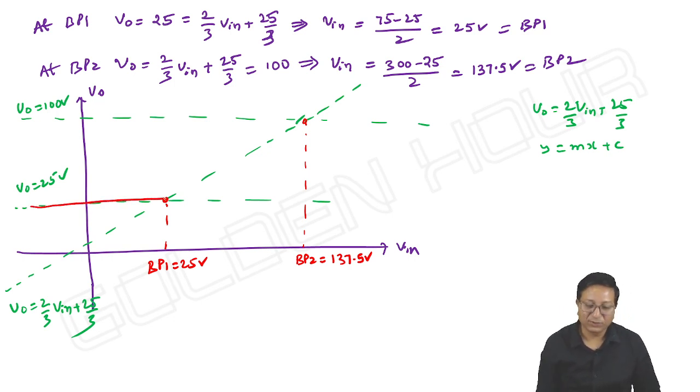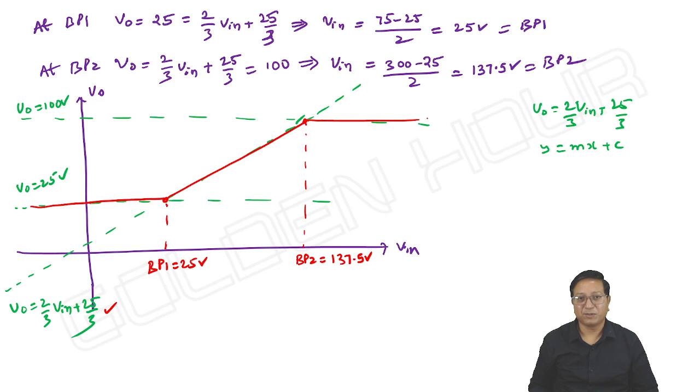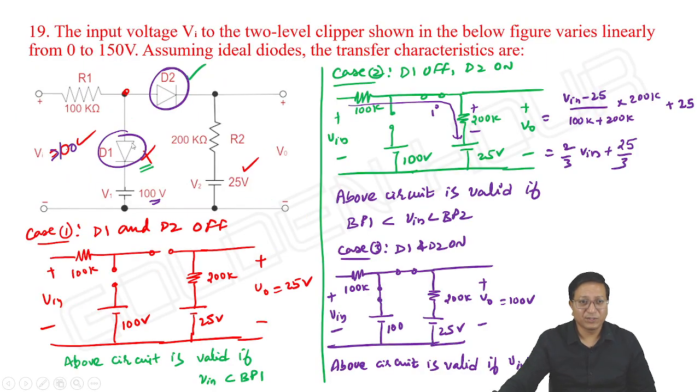Anyway, output is 25 for input less than breakpoint 1. In between breakpoint 1 and breakpoint 2, this is the equation. Input greater than breakpoint 2, output is 100 volts. This is how we can see the transfer characteristics. I want to cross check it. Suppose my input is greater than 100 volts and less than breakpoint 2. Is it really so that D1 is still off? Okay.